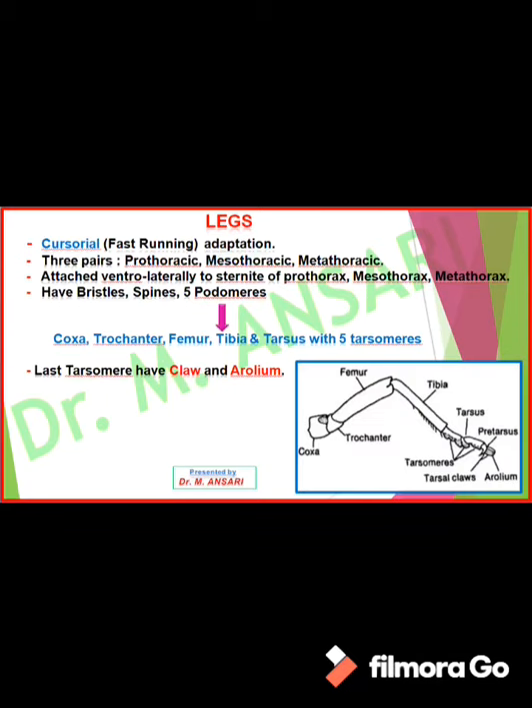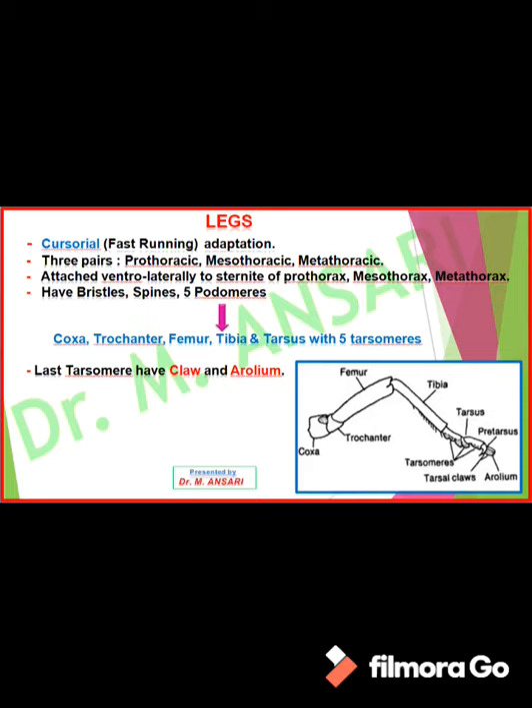The legs of cockroach show cursorial adaptation, that is, they are adapted for fast running. There are three pairs of legs: prothoracic, mesothoracic and metathoracic legs. These are attached ventrolaterally to the sternites of the prothoracic, mesothoracic and metathoracic segments. The legs have bristles and spines with 5 podomeres.